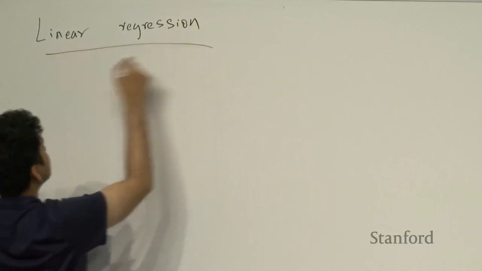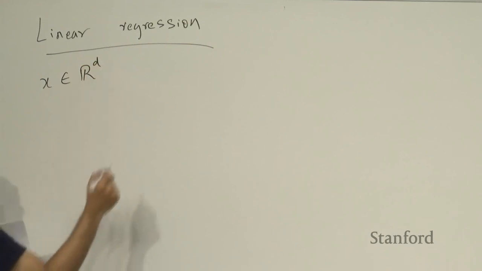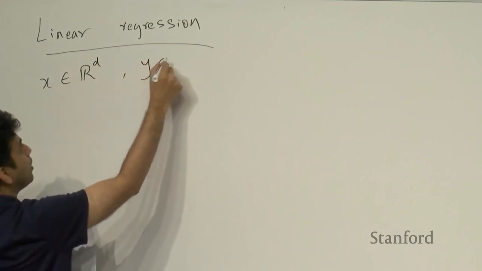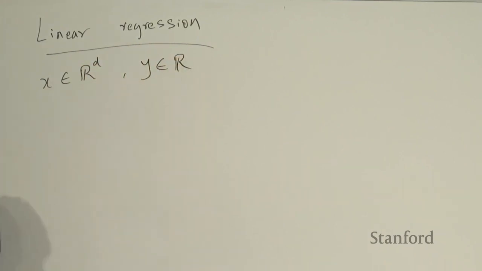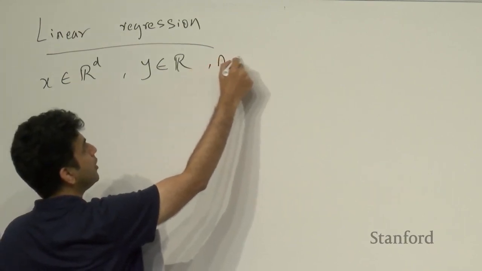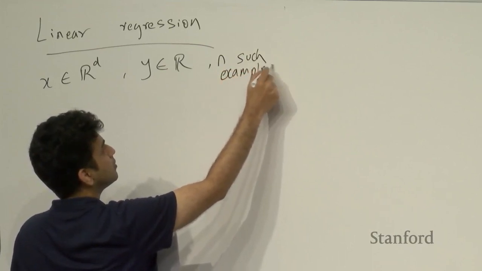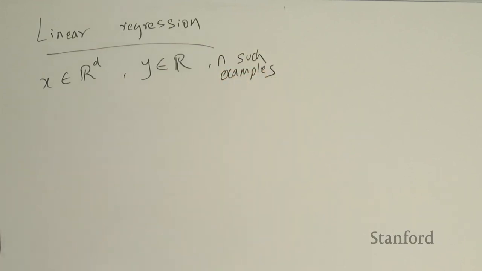So in linear regression, x is in R^d and y is in R, right? And that's the training set that we are given, n such examples. Okay. And now we want to learn a hypothesis which belongs to a family.